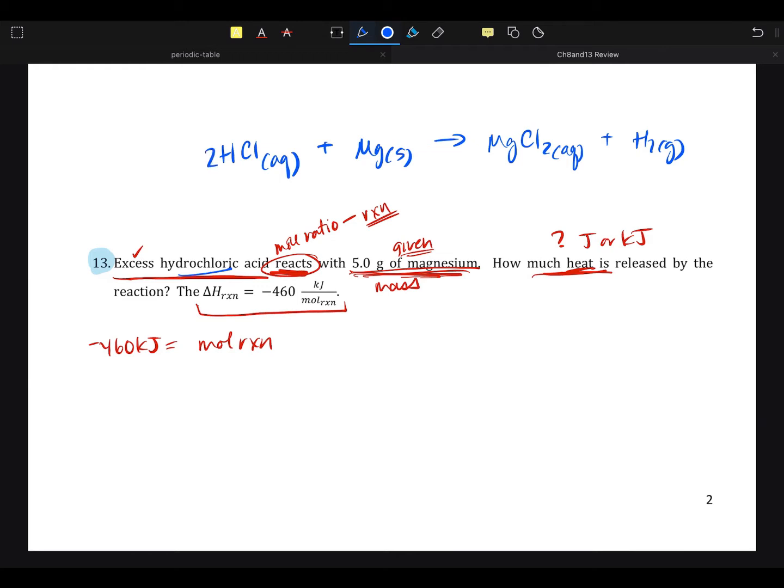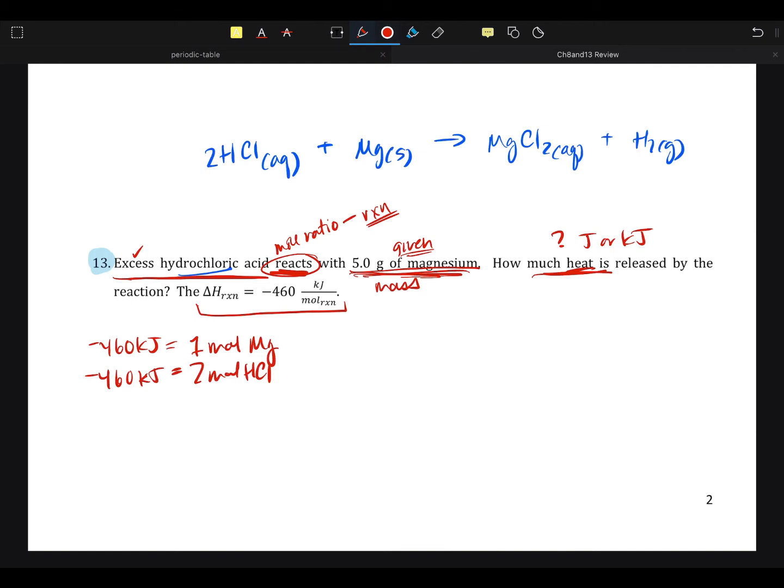So now we can edit this down here to talk about one of our pieces. This is going to be equal to 1 mole of magnesium. We could also say that negative 460 kilojoules are equal to, it doesn't really matter, 2 moles of HCl, for example, or we could say 1 mole of magnesium chloride or 1 mole of hydrogen.